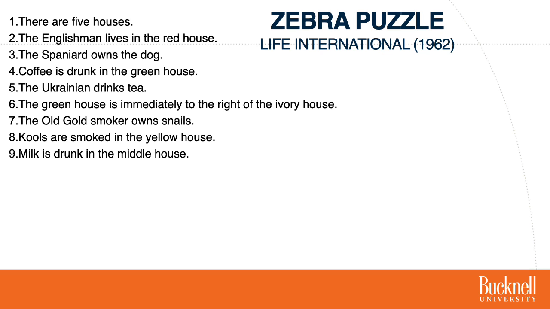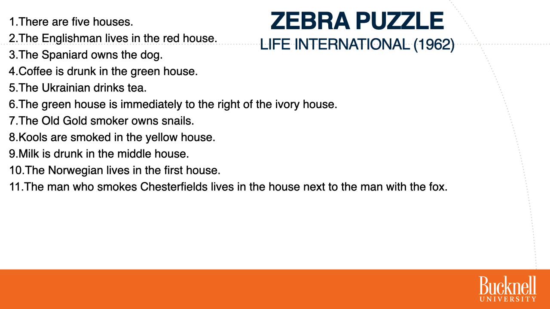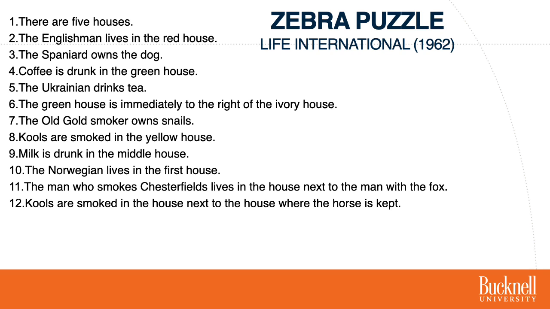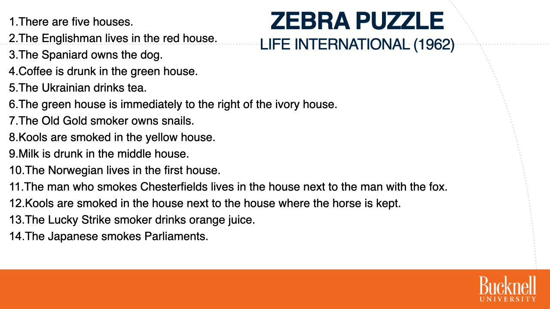Kools are smoked in the yellow house, milk is drunk in the middle house, the Norwegian lives in the first house, the man who smokes Chesterfields lives in the house next to the man with the fox. Kools are smoked in the house next to the house where the horse is kept. The Lucky Strike smoker drinks orange juice, the Japanese smokes Parliaments, the Norwegian lives next to the blue house.